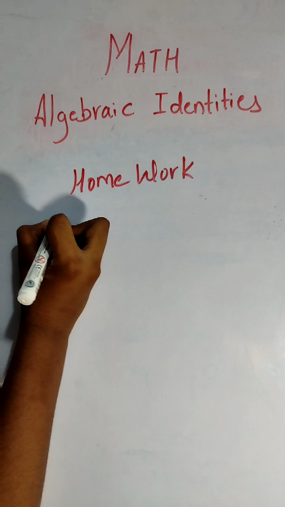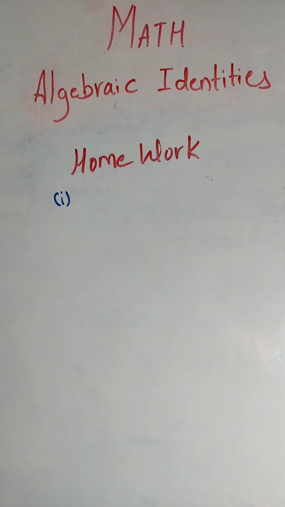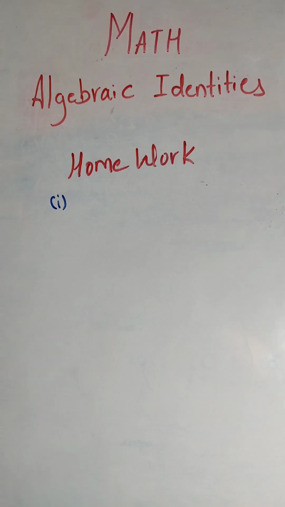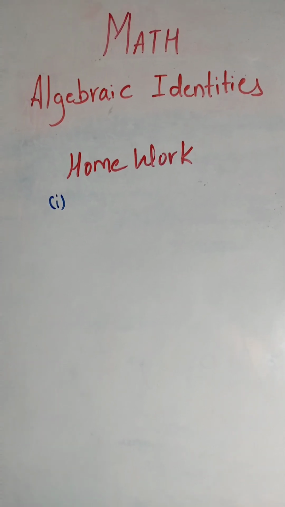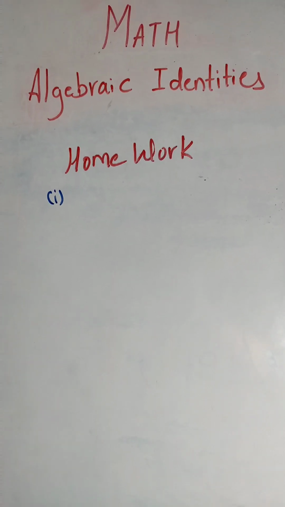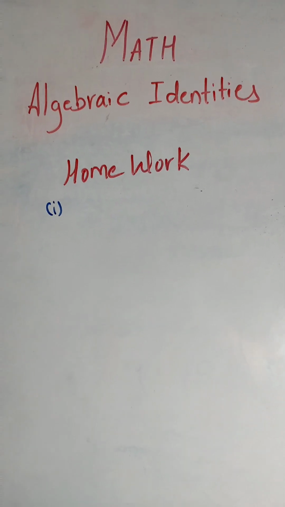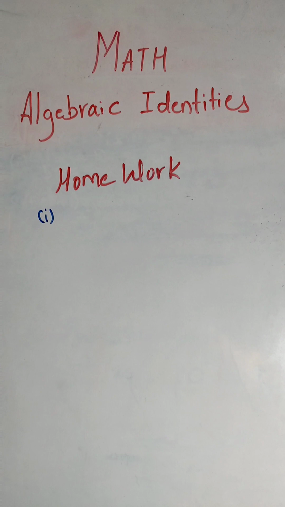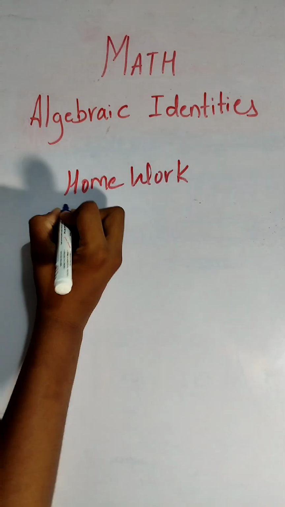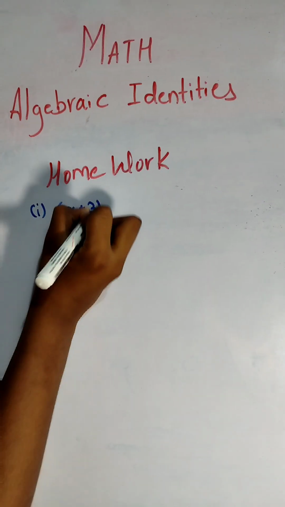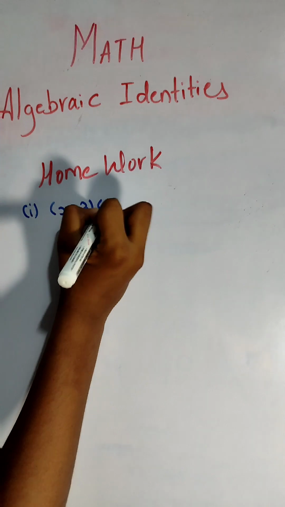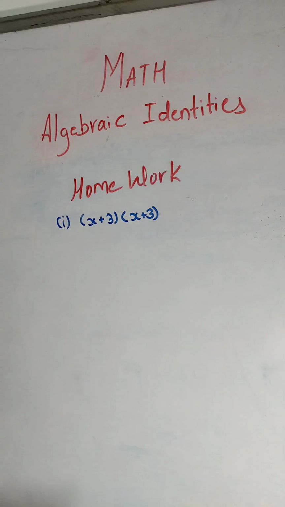This is the homework. I'll be giving you exactly 4 pieces of homework, one for each identity. So if you don't remember the identity, you can just go back in the video and see what the identity was. Okay, so the first homework for you, which will be from the first identity, is (x + 3) into (x + 3). That is nothing but (x + 3) whole square.